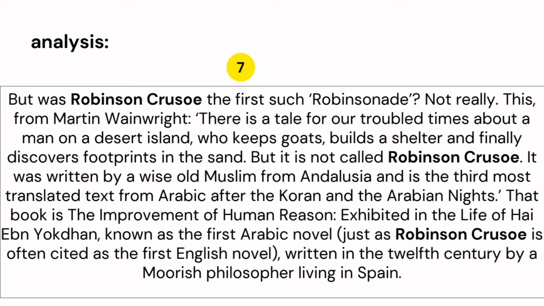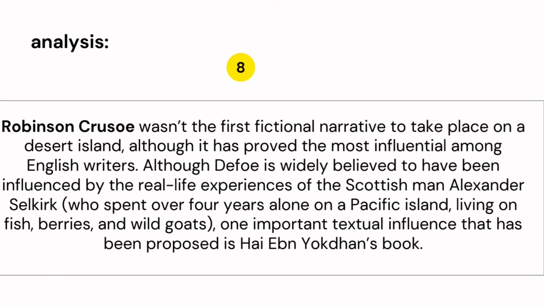That book is The Improvement of Human Reason Exhibited in the Life of Hayy ibn Yaqzan, known as the first Arabic novel, just as Robinson Crusoe is often cited as the first English novel, written in the 12th century by a Moorish philosopher living in Spain. Yes, Robinson Crusoe was not the first fictional narrative to take place on a desert island, although it has proved the most influential among English writers. Although Defoe is widely believed to have been influenced by the real-life experiences of the Scottish man Alexander Selkirk, who spent over 4 years alone on a Pacific island, living on fish, berries, and wild goats, one important textual influence that has been proposed is Hayy ibn Yaqzan's book.